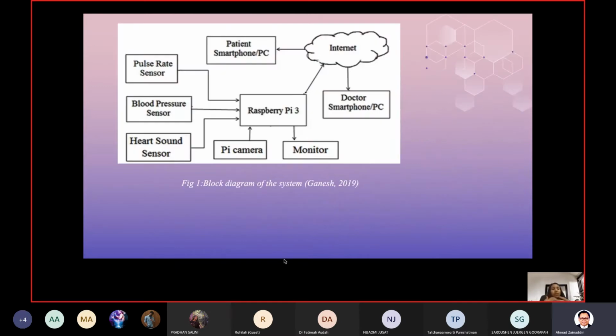Moving forward, this is the breakdown of my project, where there is a Raspberry Pi 3, blood pressure, pulse rate, heart sound, Pi camera, a monitor, doctor, then internet and patient. So this is my block diagram of the system itself.